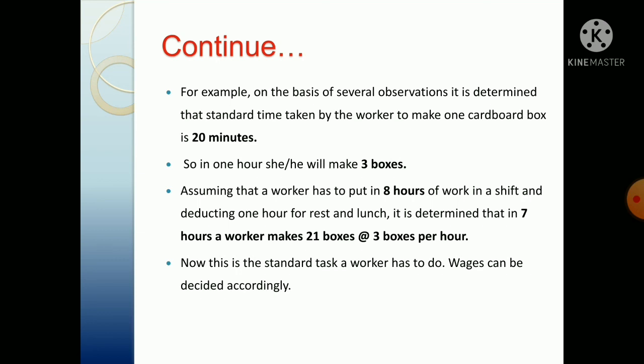So now this standard task for workers has been set, and they have to do it according to the standard, and they will get paid according to the per unit of the output.